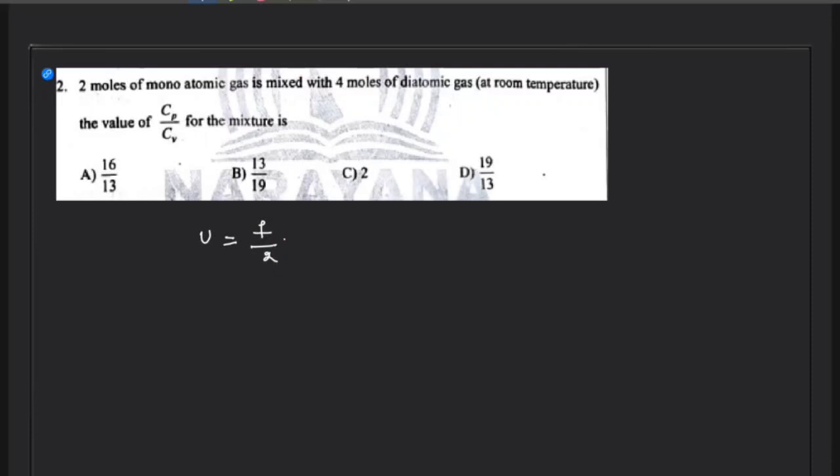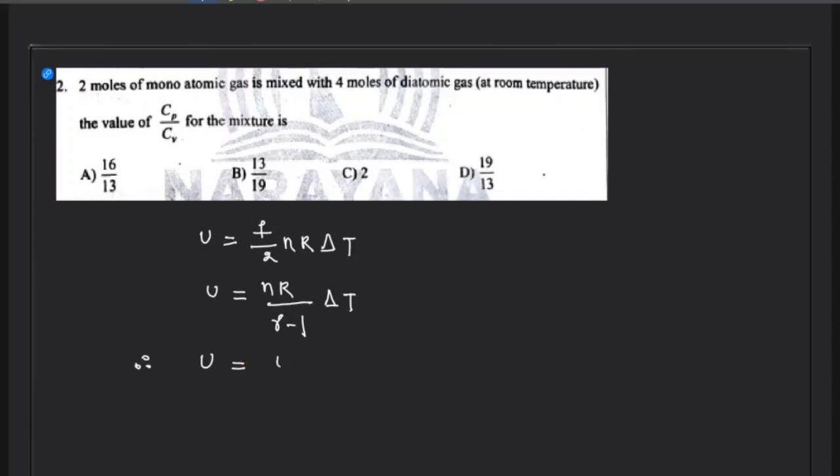There are many, many formulas that you have to keep in mind. In this particular concept, U is equal to F by 2 into nR delta T, or this can also be written as U is equal to nR by gamma minus 1 into delta T. You can also write it like this. Therefore, here there are two gases.